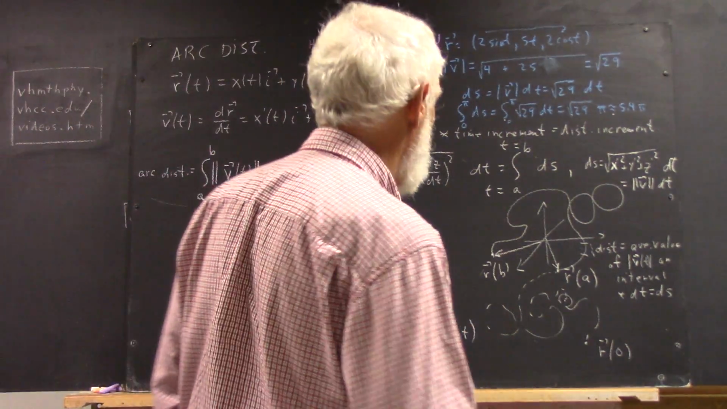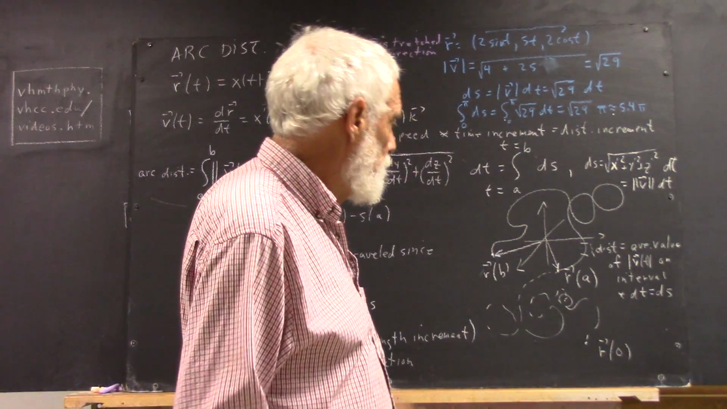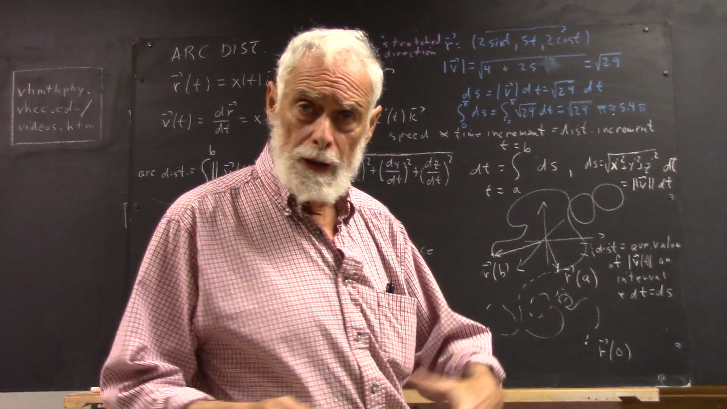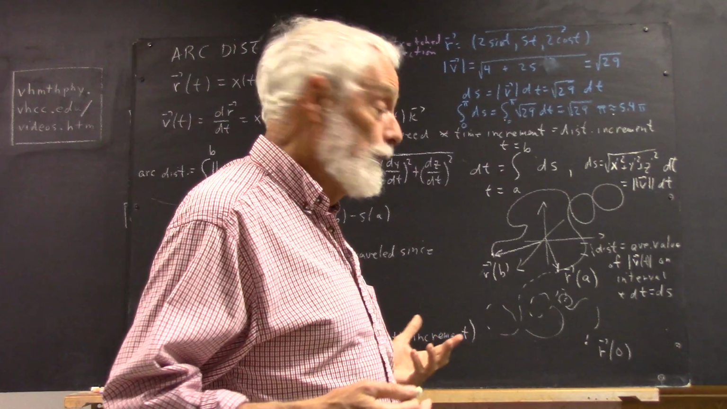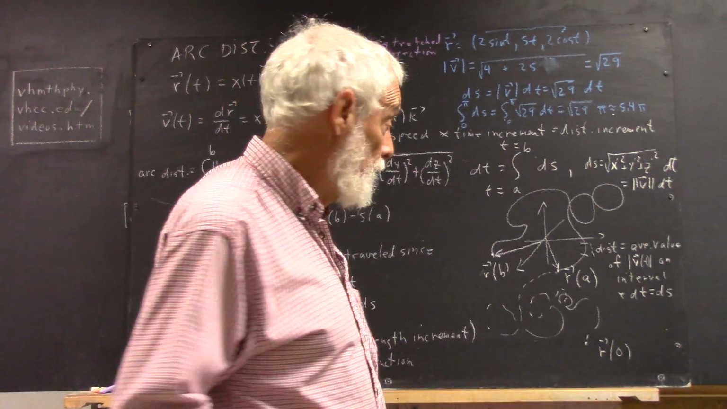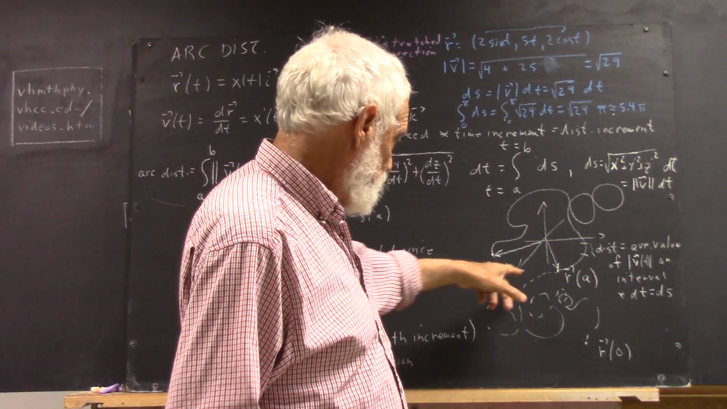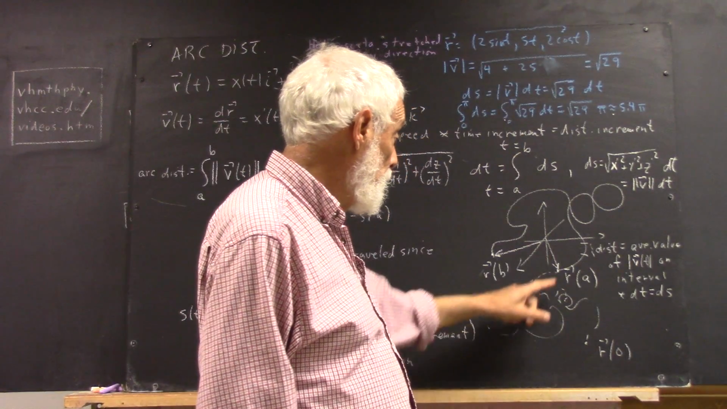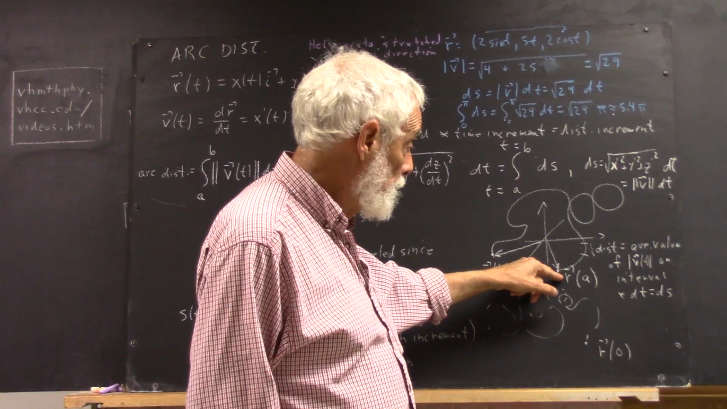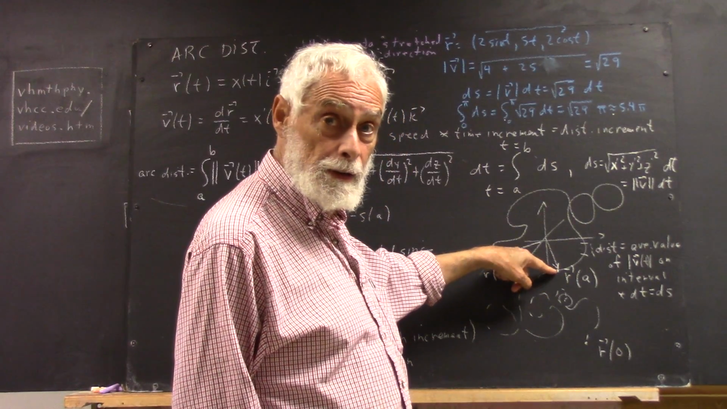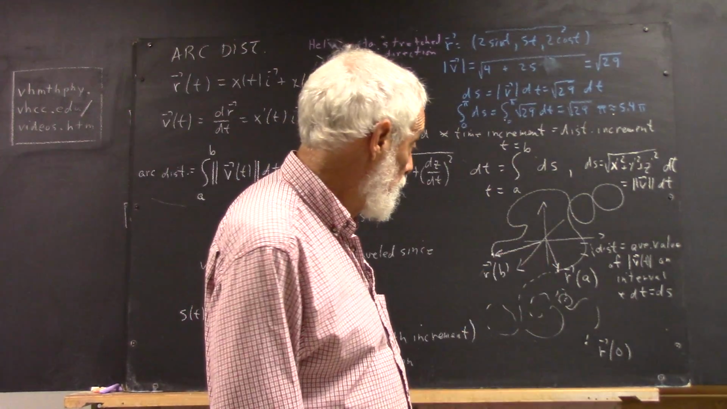Okay, so here, just to draw the distinction I mentioned at the end between the r of t function, which is a position function, and your s of t function, which is a distance along the path function. Let's just say here we are in 3 dimensions. Here's r of a. Okay, this vector represents r of a. This point is the point defined by that vector.